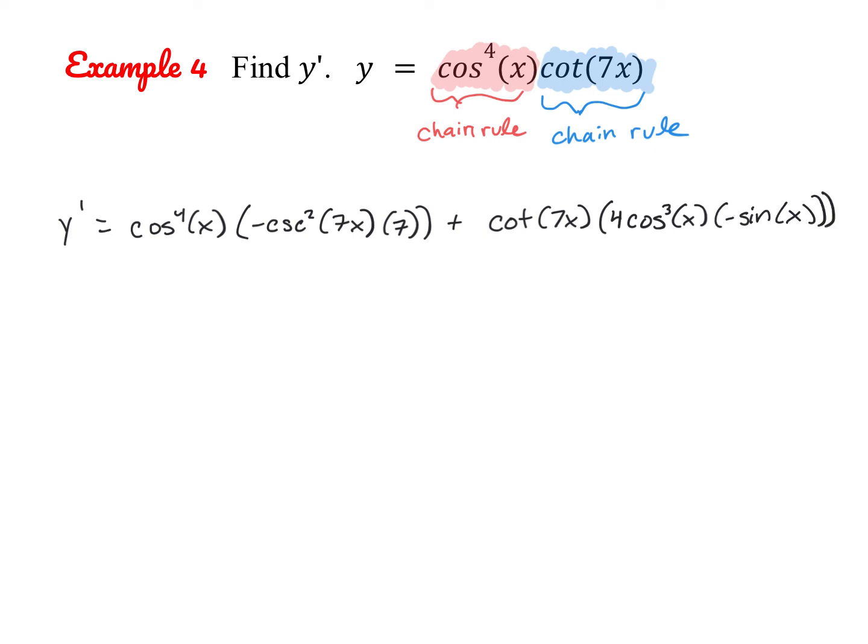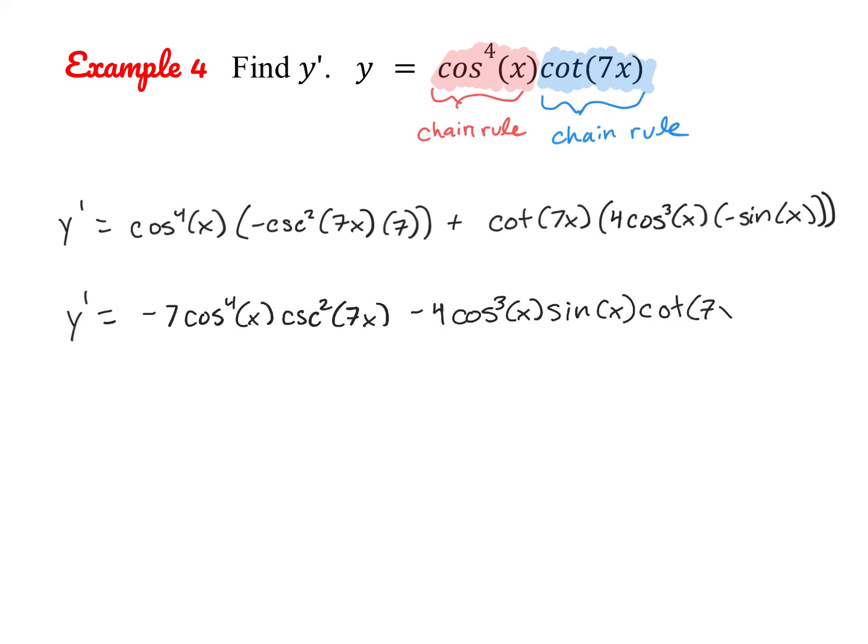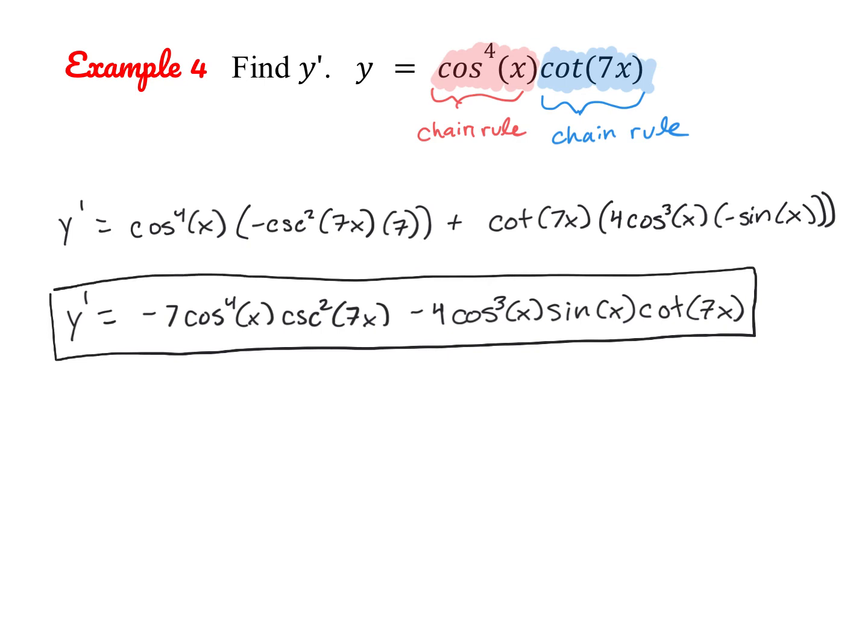All right. So now we're just going to try to simplify what we have. So for this first portion, we have negative 7 cosine to the 4th of x cosecant squared of 7x. And then here we have, I'll do minus 4 times cosine cubed of x, sine of x, cotangent of 7x.